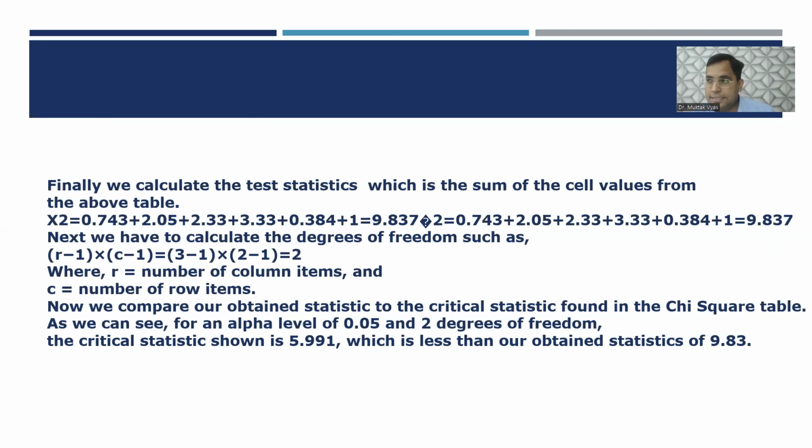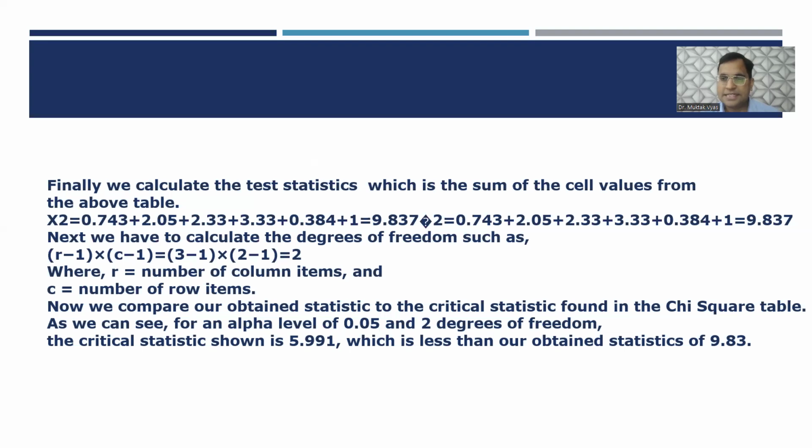Now coming to the table value. In chi-square, we see the number of rows and the columns. So (row minus 1) into (column minus 1). 3 are rows, columns are 2. So (3 minus 1) into (2 minus 1) is equal to 2. Where R is equal to number of column items, C is equal to number of row items.